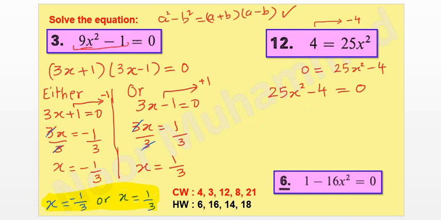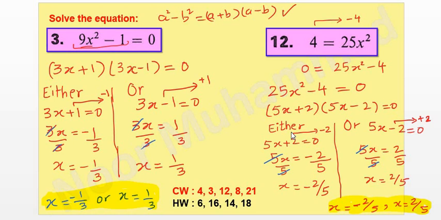So here is the answer for question number 12. I removed question number 6 from here because it was the homework question. So clearly you can see that this one is the square of 5x and this one is the square of 2. So we can use the formula.